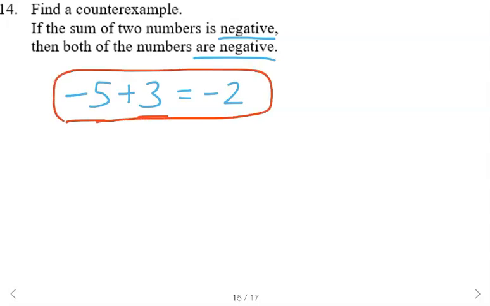Now there are lots of others. You might have said -2 plus 0. You could have said -100 plus 12. There are lots of different things that make the first part true, the second part false. When that happens, then it's a good counterexample because that will make the conditional false.